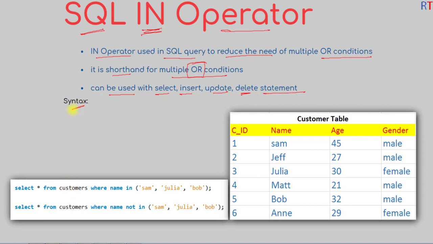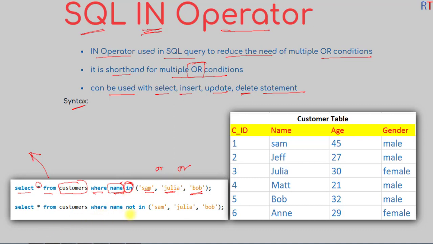So the syntax for the IN operator is we write SELECT * FROM the table name customer WHERE the column name IN ('Sam', 'Julia', 'Bob'). So if the name is equal to Sam or the name is equal to Julia or the name is equal to Bob, then this query will return all of those records. So instead of writing multiple OR conditions, we can use the IN operator, which is a lot more efficient.